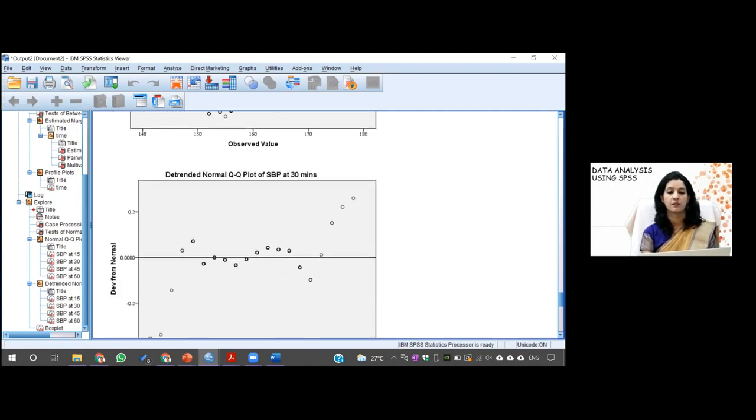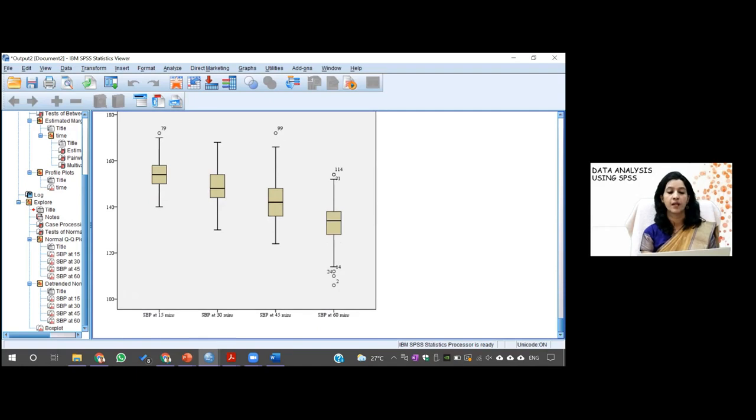across the diagonal line. And then if you see the box plot for the outliers, you can see that there is one outlier at 45 minutes. There are 4 outliers at 60 minutes. So a total of 5 outliers. But I have reported these outliers and I have kept these outliers in my analysis. There is one outlier at 15 minutes also.